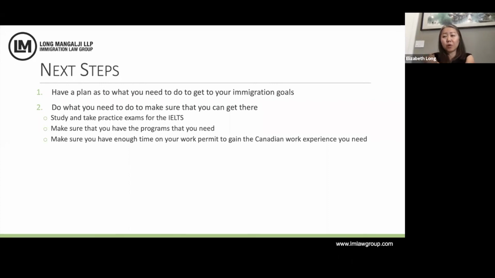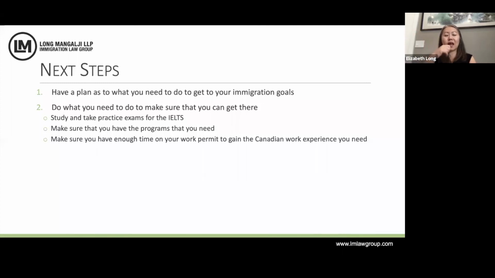For study programs, if you need to do a 2-year program or you need to do another 1-year program to get the post-grad work permit, you may need to do that. Be prepared for that, right? And like I said, the length of your post-grad can be very important in order for you to be able to get the eligibility to get PR.